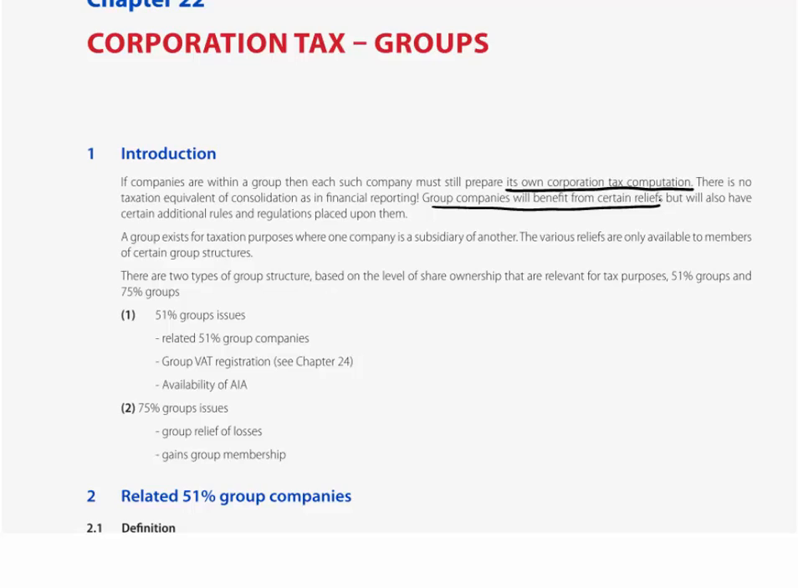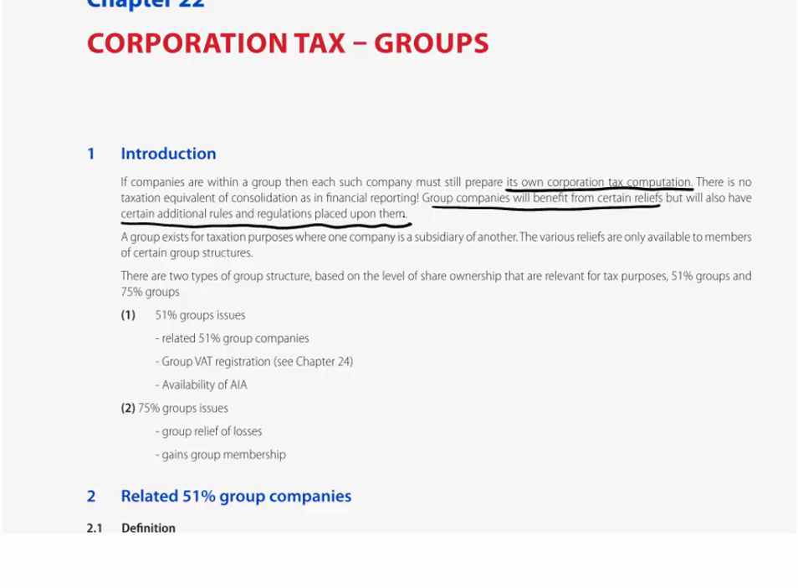That means, therefore, we can share out the loss of one company between other companies within the relevantly sized group. So group companies will benefit from certain reliefs, but will also have certain additional rules and regulations placed upon them, such as we will see.